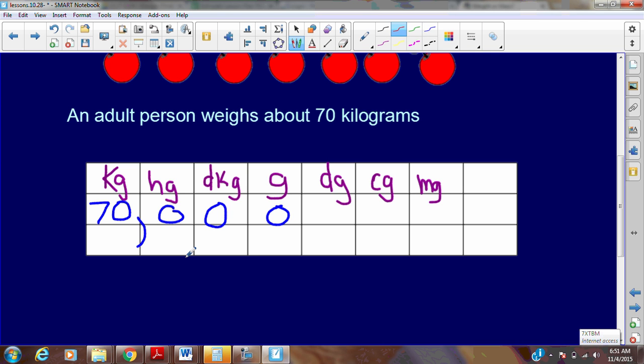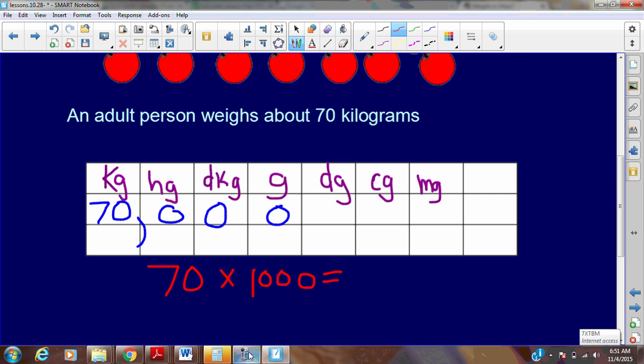If you had to write an equation to match this, you could write 70 times 1,000, because 1,000 grams is the same as 1 kilogram. So because of that, I can use this to multiply. 70 times 1,000 will give me how many grams are in 70 kilograms.